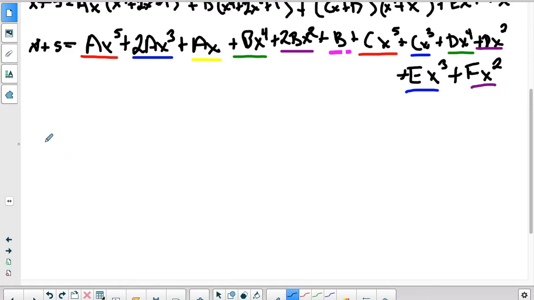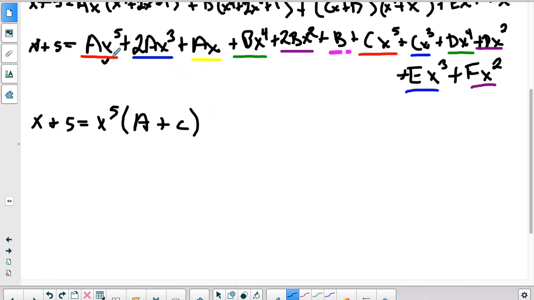Now I'm going to group those together and factor out the like terms. For the first thing, I'm going to factor out x to the fifth from the two that have it, and that's ax to the fifth and cx to the fifth. So if I factor x to the fifth out of just these two, I'm left with a plus c, because that's the only two that I have left there.